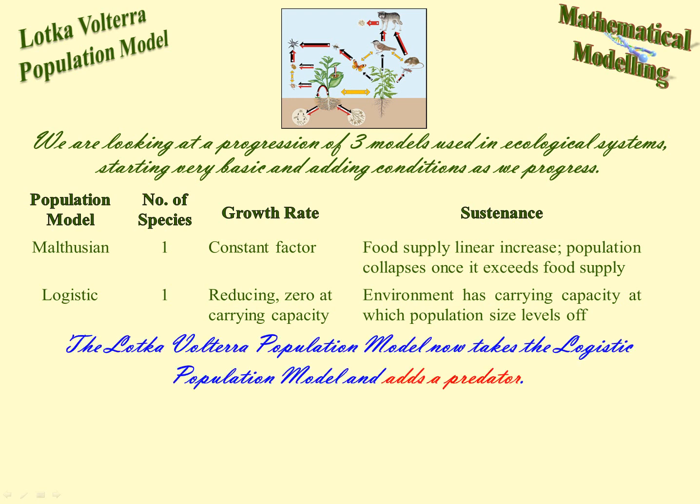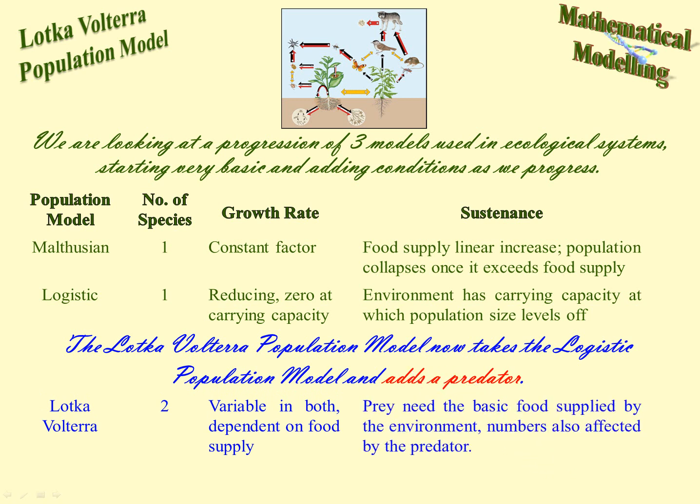Now the Lotka Volterra population model takes the Logistic and adds a predator to the system. In other words, we now have two species. The growth rate is variable in both, depending on the food supply. The prey need the basic food supplied by the environment, so very similar to the Logistic. Numbers are affected, though, by the predator, and the predator population is dependent on the prey population numbers for its food.